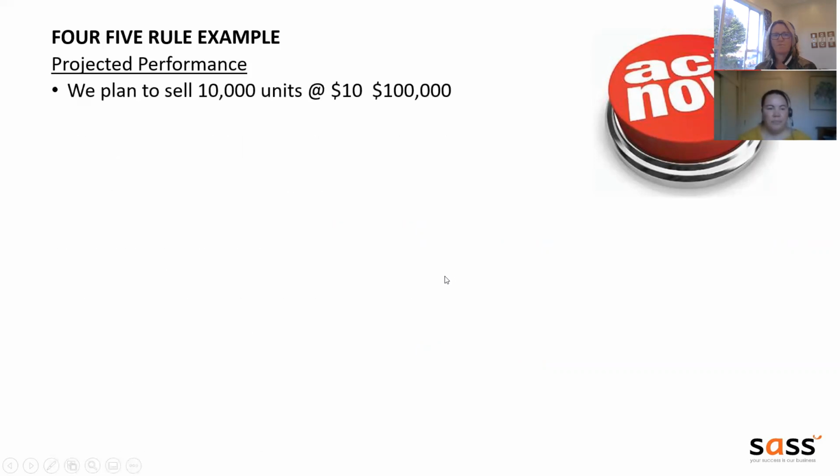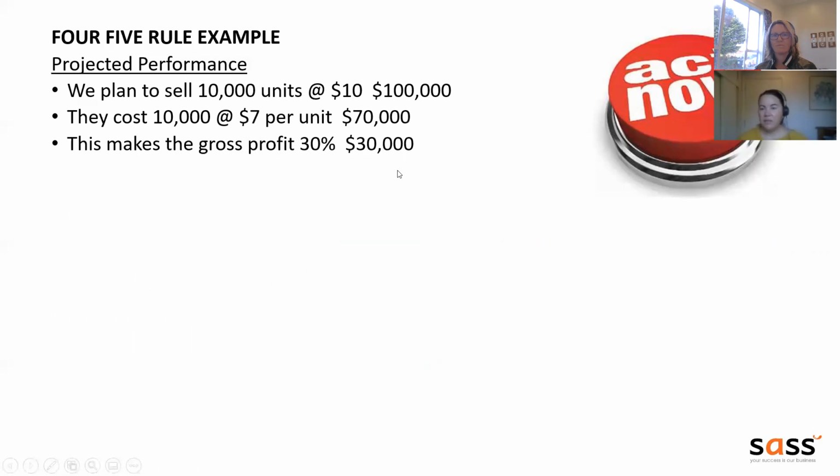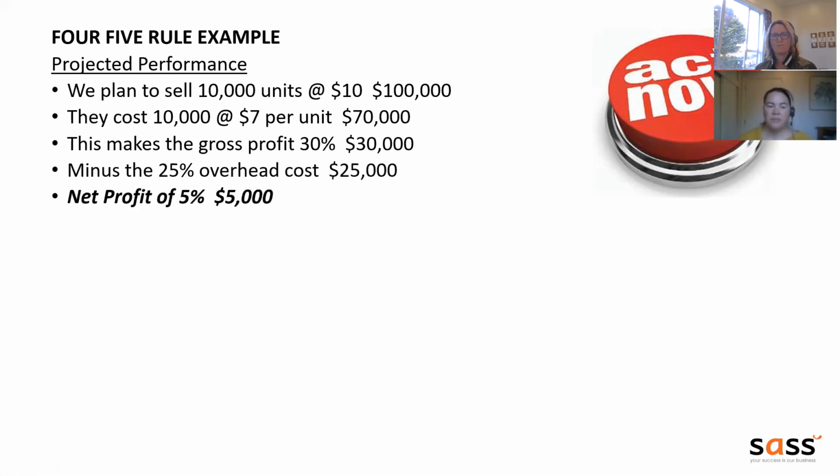So what we have is that we're planning to sell 10,000 units at $10. So I've got 100 grand. They cost 10,000 at $7 per unit. So they're costing us 70 grand. So it's making us 30K gross profit. Then we've got our overhead costs of 25,000. So we've got a net profit of $5,000.